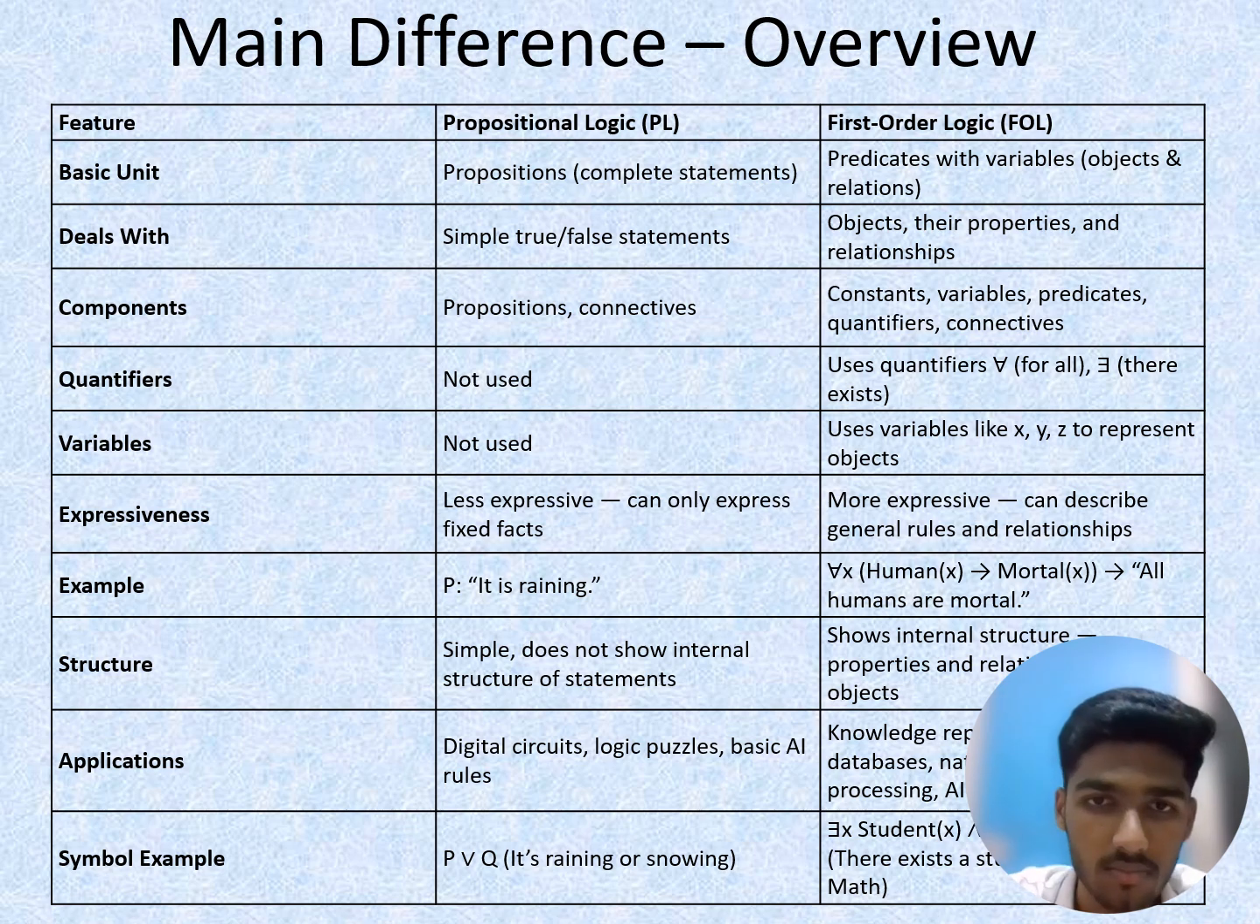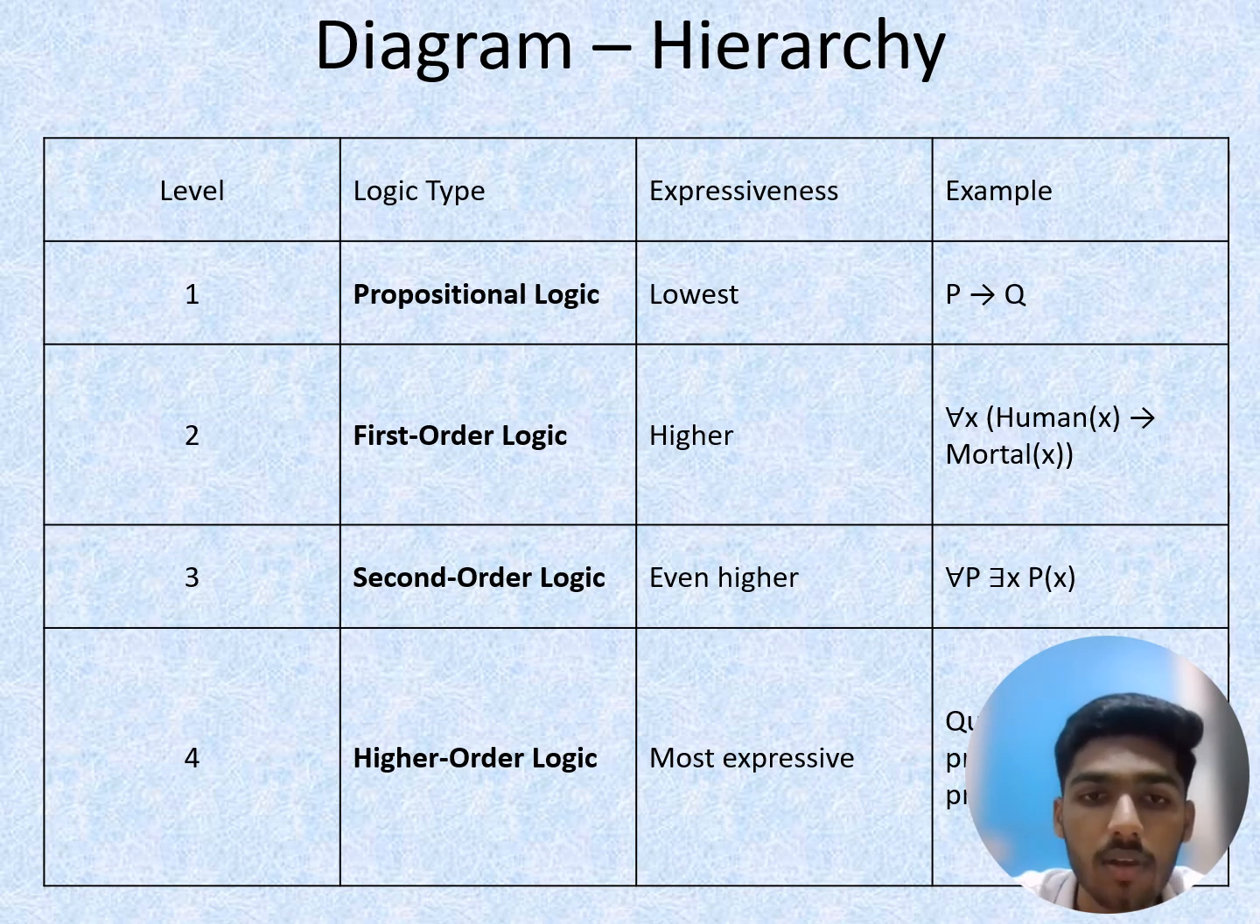Example. The example says it all. Propositional logic: P, for example, it is raining. FOL: for all x, human(x) implies mortal(x). See the hierarchy. And just so you are aware, FOL isn't even the end of the line. As this hierarchy shows, there are even more expressive logics like second order and higher order logic, but they are vastly more complex. For most AI applications, FOL is the sweet spot.